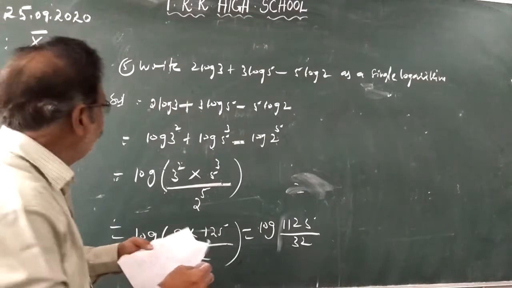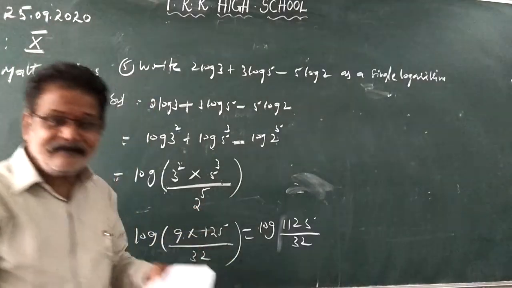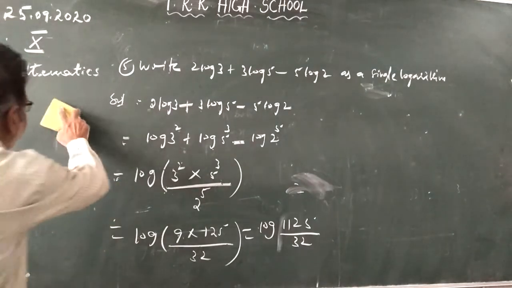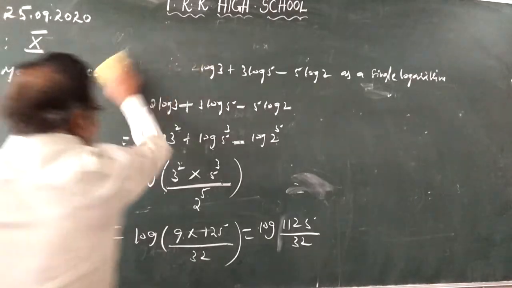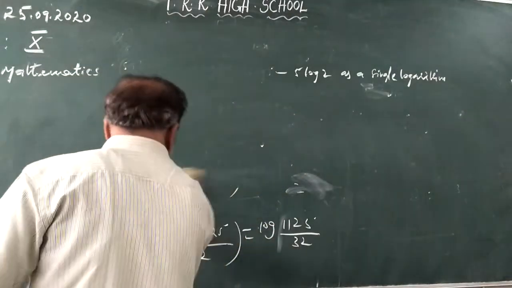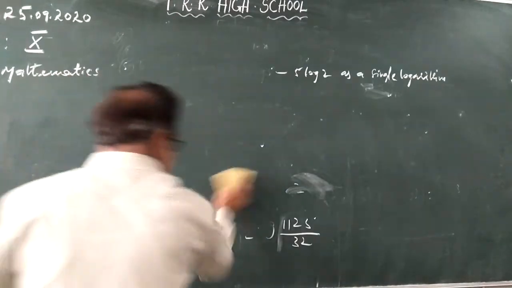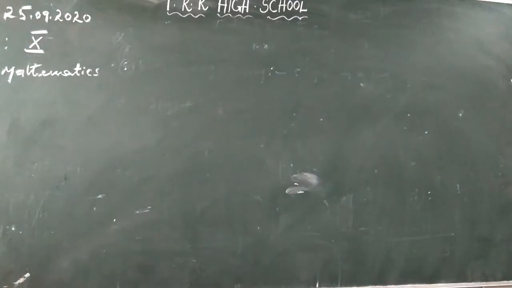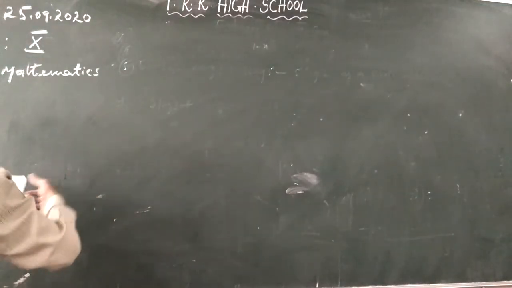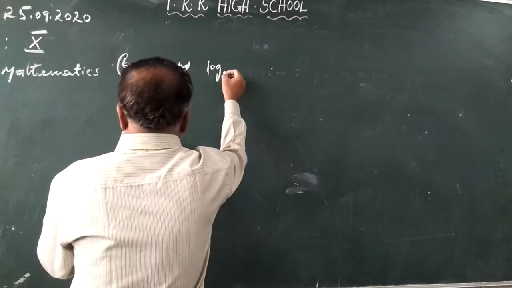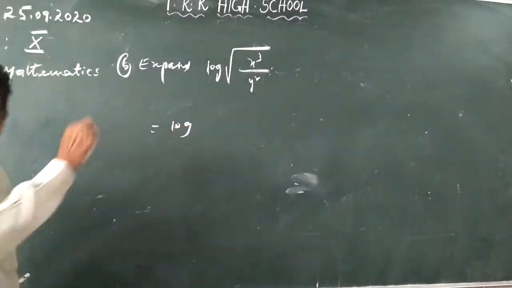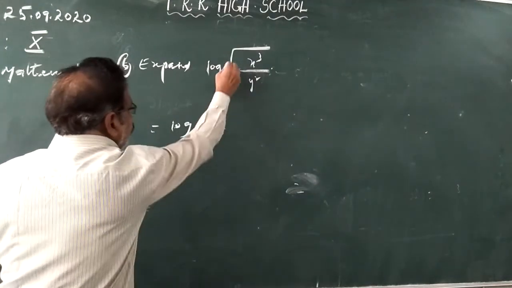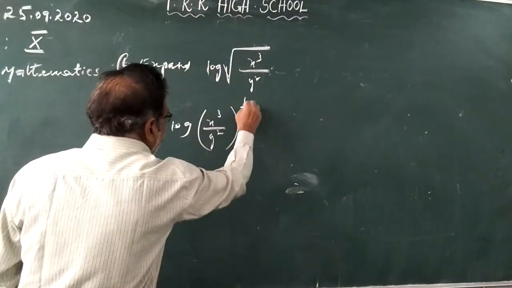So one last bit I tell you in this. Expand. Okay, how to write this? Log of the root of x cubed by y squared. Root means to the power of half.